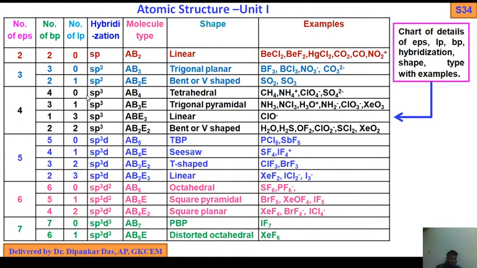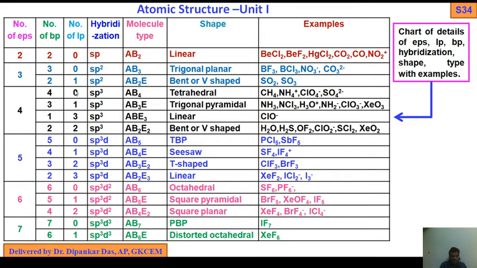Similarly 3. In case of 3 EPs, there are 2 possibilities. First, number of bond pairs 3, 0 LPs, sp2, AB3, trigonal planar. Second, number of bond pairs 2 and lone pair 1. When the lone pair comes, hybridization will be the same. Keep in mind, hybridization always comes from the number of EPs. So due to the presence or absence of lone pair, nothing influences the hybridization. Hybridization stays as it is, which we get from the number of EPs. So AB2E type, bent or V shape: SO2. Trigonal planar: BF3, BCl3, CO3.